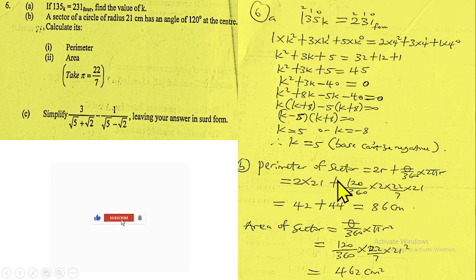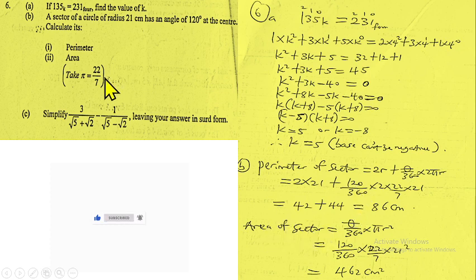From there, put in your variables. You have the radius to be 21. You have 2 times 21 plus the angle at the center, 120 over 360 times 2 times 22/7 times 21. If you simplify it, that gives us 42, and the arc simplifies to 44. And when you add these together, that should give us 86 centimeters as the perimeter of the sector.